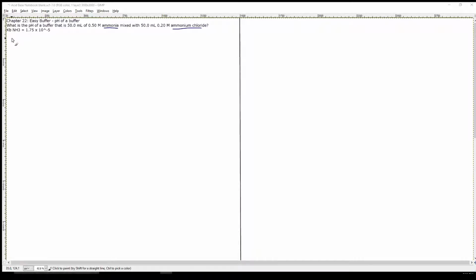And this problem in your notebooks does not have the Kb, however I'm providing it for you. Here it is. The Kb of NH3 is 1.75 times 10 to the negative 5. Alright, so first let's do what we always do. Identify, oops, that should be a Y, major species.